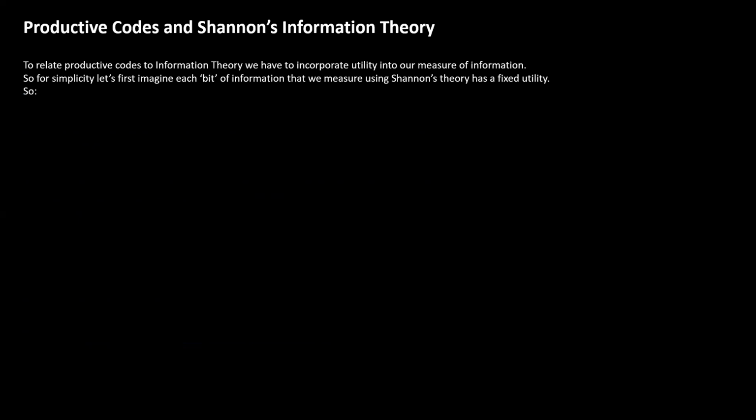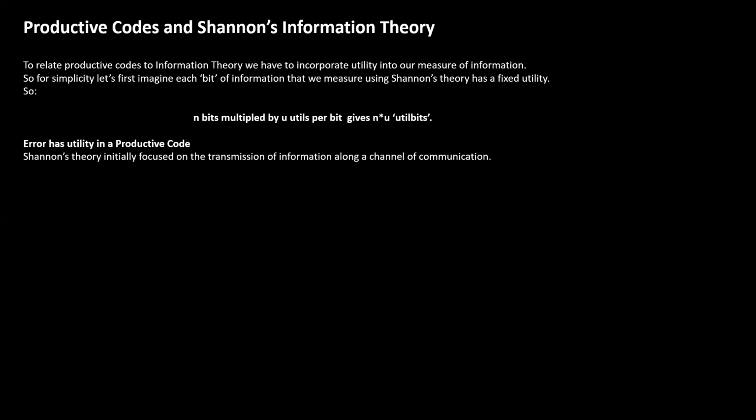So if we want to talk about productive codes in relation to information theory, the first thing we have to do is incorporate utility into our measure of information. Because if you remember, the scope of utility determines how productive a code can actually be. So for simplicity's sake, we can imagine each bit of information that we measure using Shannon's theory has a fixed utility, in which case you can just take n bits multiplied by utils, which stand for units of utility, and that would give you your n times u util bits. So then we think in terms of util bits rather than bits.